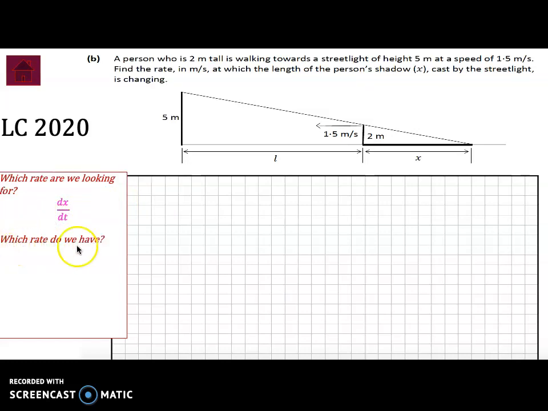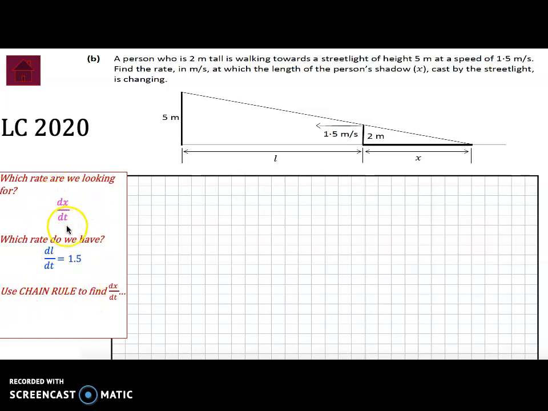The next thing then you say is, what rate have I been given? The rate we're given is 1.5 meters per second. That's the speed that the person is walking towards the light, and that distance towards the light is L. So we have dL/dt, which is 1.5. Now here's the interesting thing here.